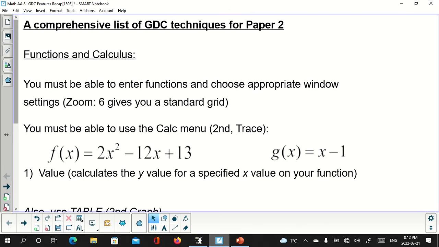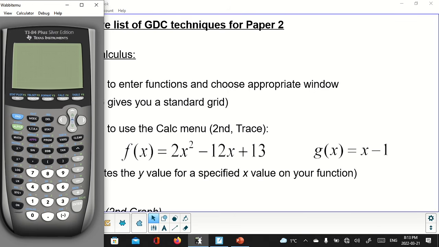So in your GDC, one of the most important things to be able to deal with is graphs. You need to be able to enter functions and choose appropriate window settings. Zoom 6 gives you a standard grid. So let's put in these two functions. I turn my GDC on, I go to y equals, and I enter them in. Now that they're in there, I'll press Zoom, and then 6 for a standard grid. And it generates that parabola and that line just as I expected.